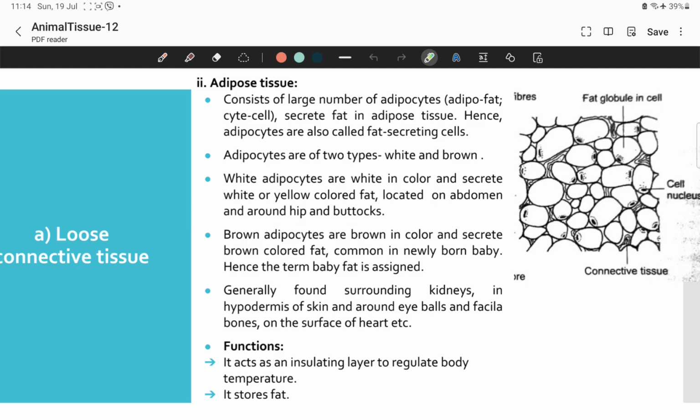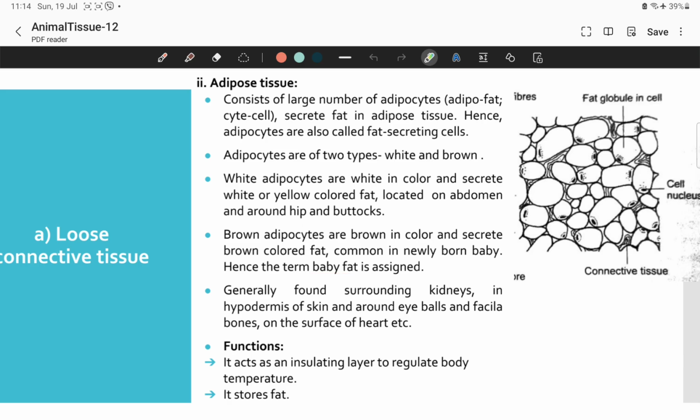We have another type, known as brown adipocytes, and it is brown in color and secretes brown colored fat. This kind of fat is commonly visible in newly born babies, so that's why it is also known as baby fat.